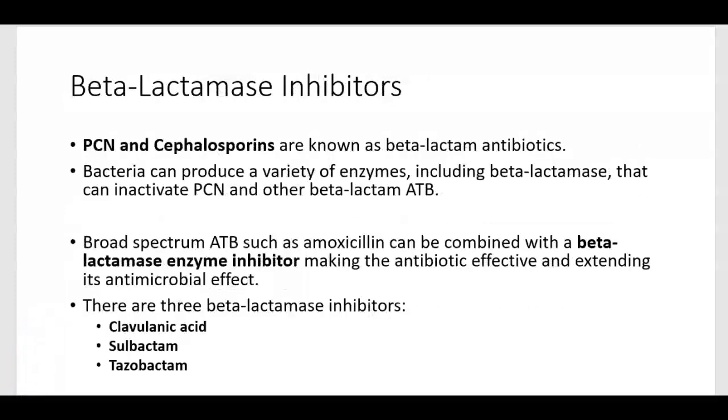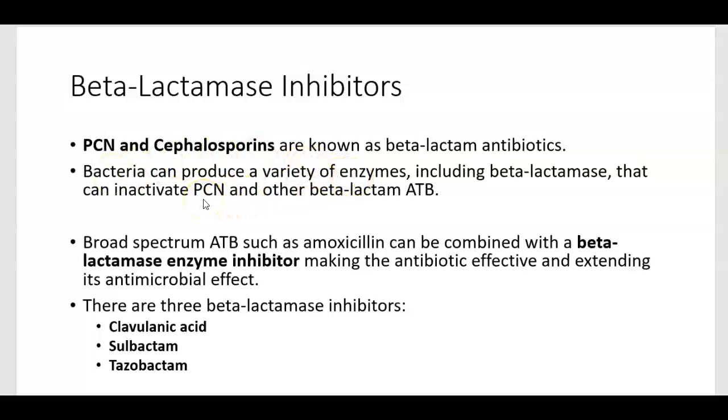So this slide has some additional information that's not in the HESI textbook, and it's about beta-lactamase inhibitors. Penicillin and cephalosporins, which we're about to talk about, are known as beta-lactam antibiotics. And what bacteria can do is produce different types of enzymes, including beta-lactamase. And you know it's an enzyme because it ends in that -ase. And that beta-lactamase that the bacteria produces can inactivate penicillin and other beta-lactam antibiotics, such as cephalosporin.